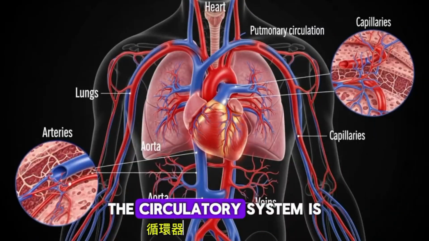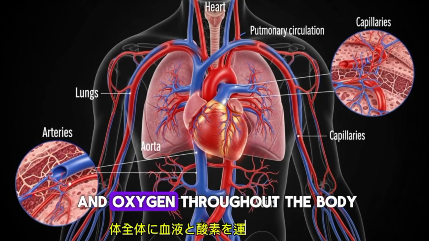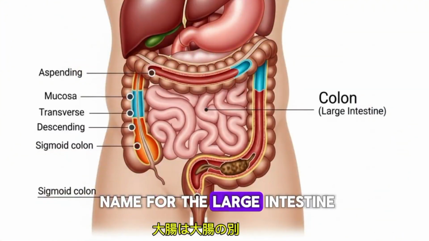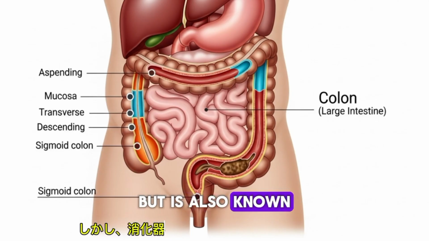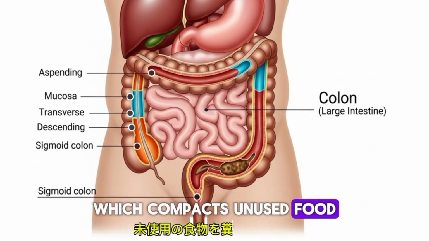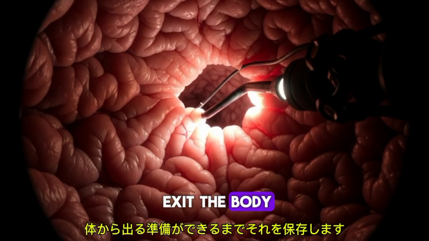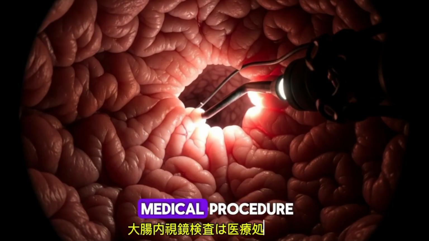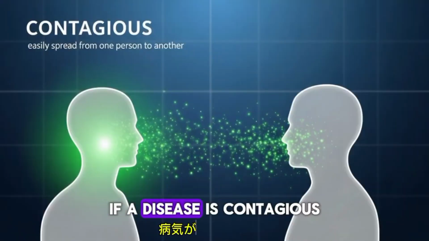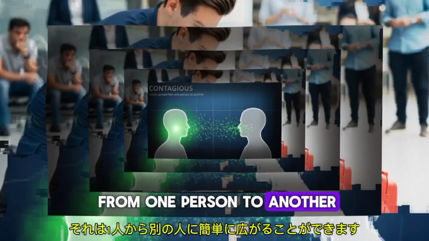The circulatory system is the system responsible for carrying blood and oxygen throughout the body. The colon is another name for the large intestine, but is also known as the part of the digestive system which compacts unused food into feces and stores it until it is ready to exit the body. A colonoscopy is a medical procedure which examines the inside of the colon. If a disease is contagious, it can spread easily from one person to another.